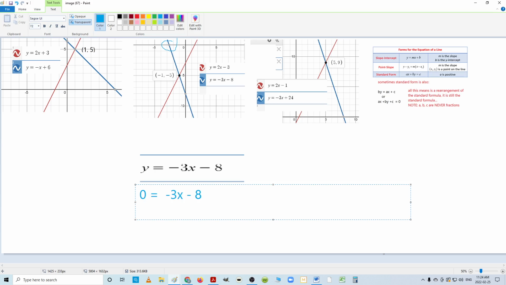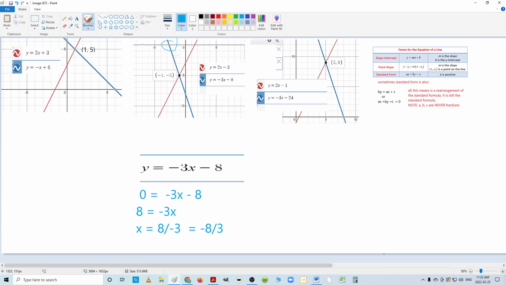In reverse BEDMAS order, I have to add 8 to both sides. Add 8 to both sides, and I'm left with this. And then I have to divide both sides by minus 3. And I get x is equal to 8 over minus 3, which, you never leave the negative down in the denominator. So it's minus 8 over 3. And it's kind of weird, and we kind of can't see it in this one.